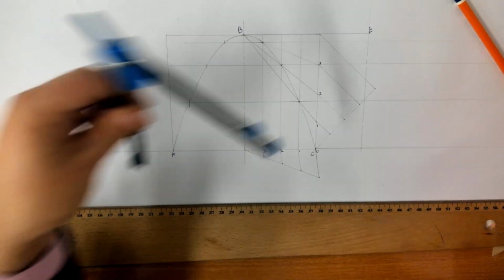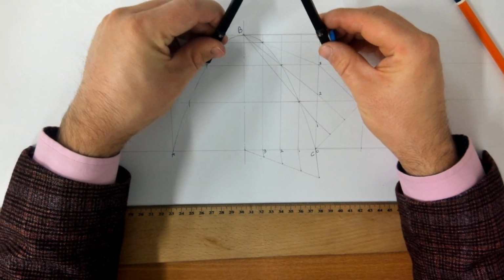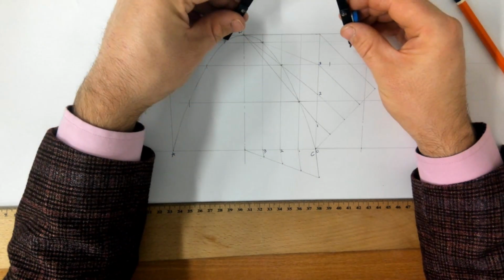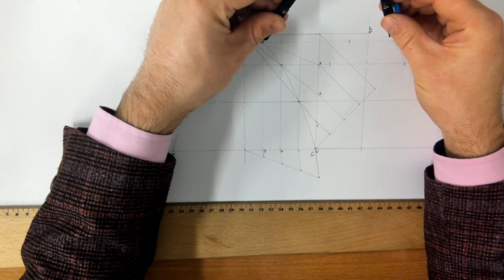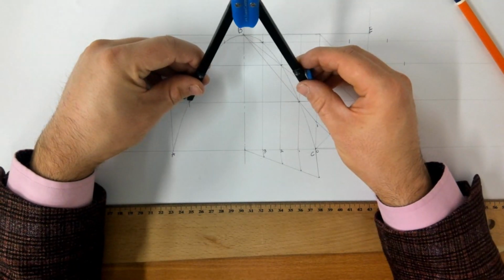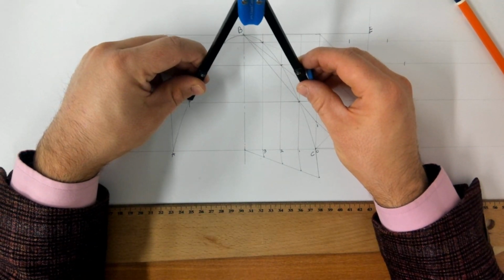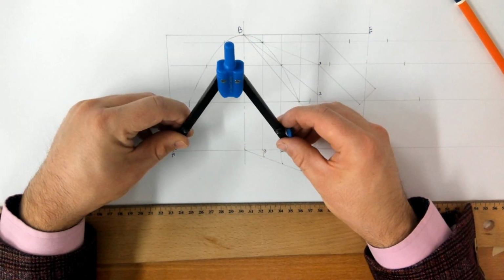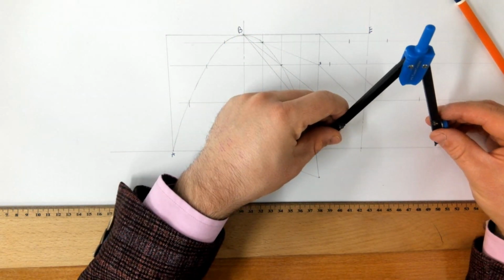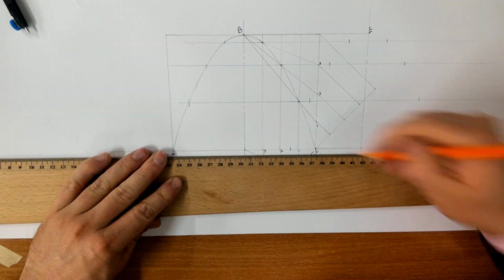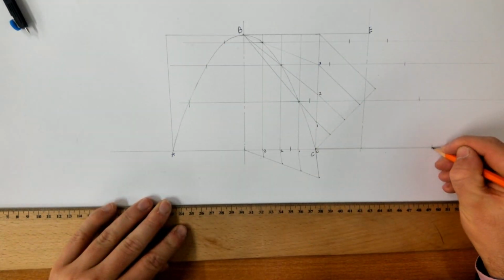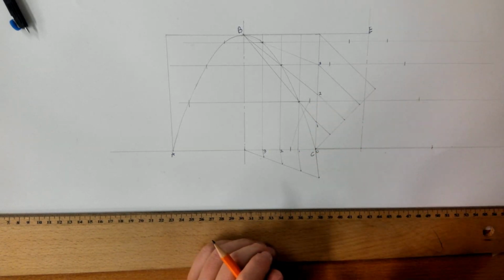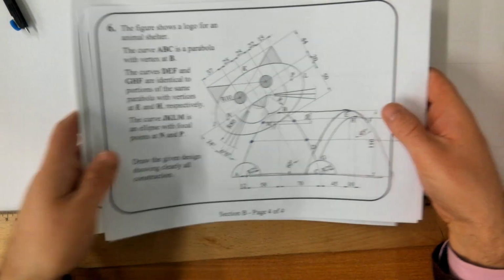Now, from each of the points on the parabola, look, there are points on the new moved parabola, D, E, F. And then we're going to freehand sketch these points in. I'll heavy them in later.